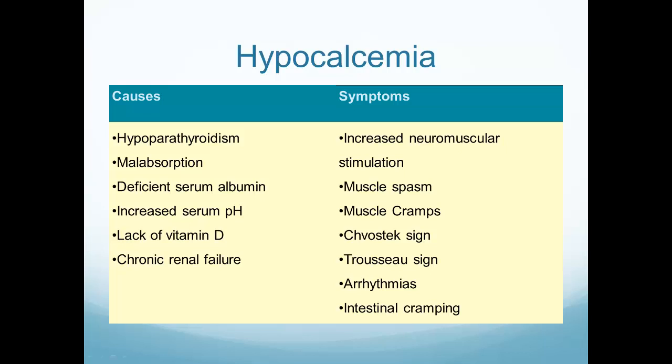Now, I previously mentioned that calcium is stored in the bone. In fact, 98% of our body's calcium is in a bone. So in order to get calcium into the bloodstream, we have to have some mechanism that allows it out. And the gatekeeper is parathyroid hormone. Now, once calcium is out in the bloodstream, something needs to keep it there. And what keeps the calcium in the bloodstream is albumin.